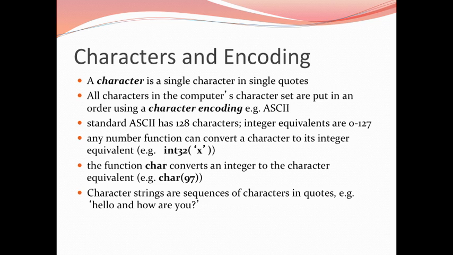So if you look at a keyboard, for example, you'd see all of the characters there. Those are the possible characters in the computer's character set. So again, all of these are just put in an order. They're put in a sequence. Standard ASCII has 128 characters. The integer equivalents are 0 to 127. So all the characters are put into this sequence and they're given an equivalent integer value.